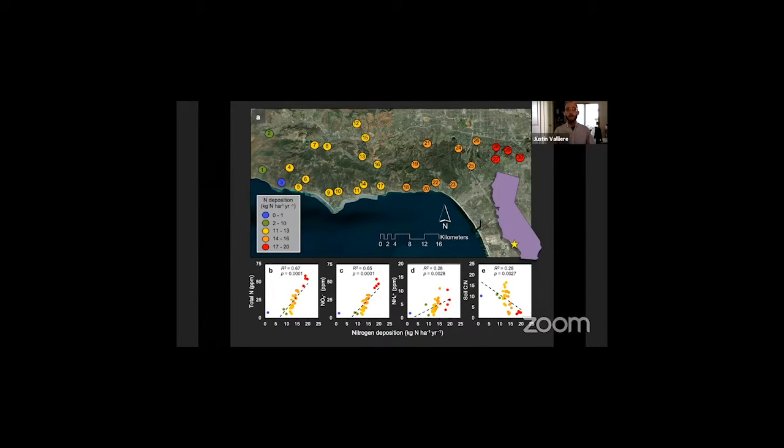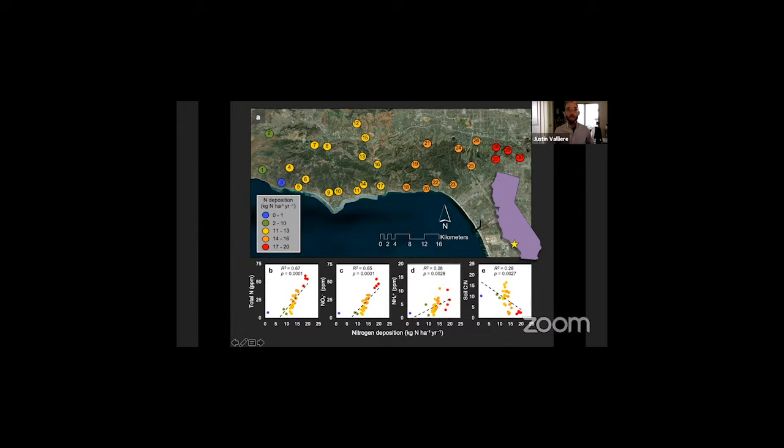We did do atmospheric monitoring as well, and it mirrored this gradient that you can see here, where we got low values out on the western end of the mountain range and much higher values approaching 20 kilograms per hectare per year at those sites closest to the LA basin.